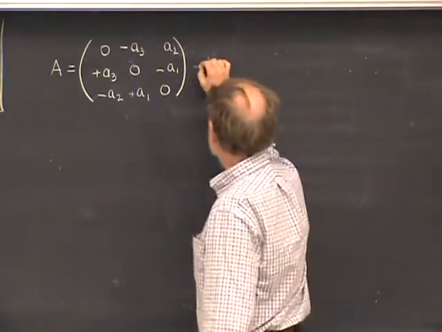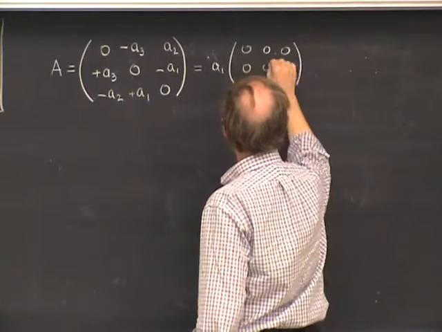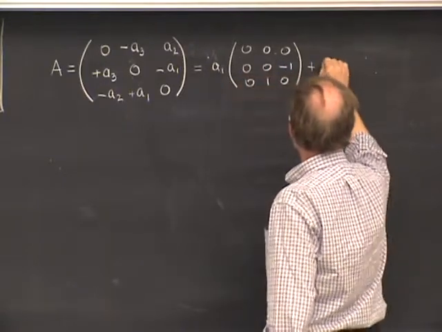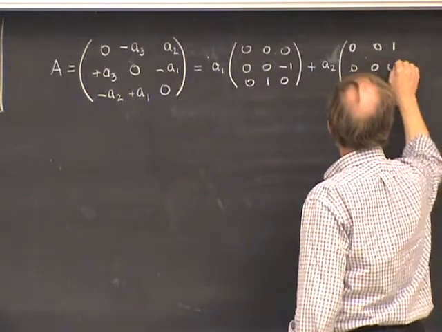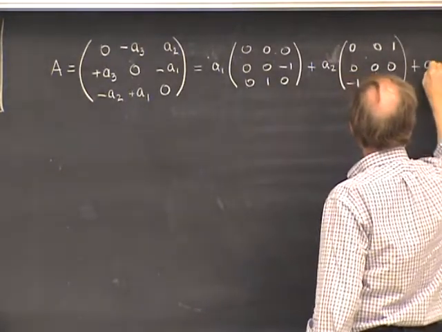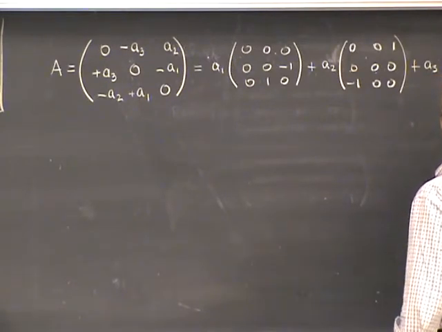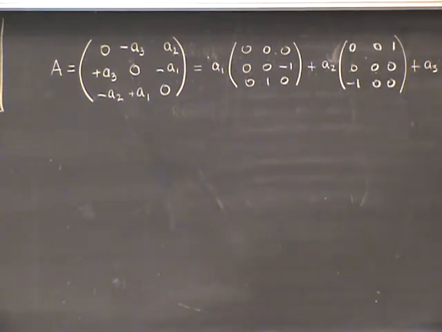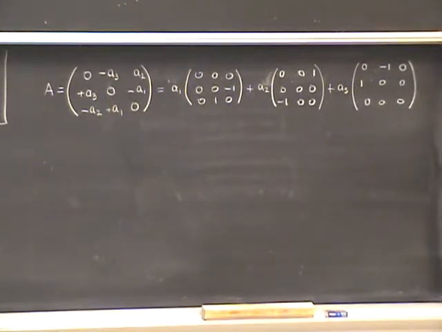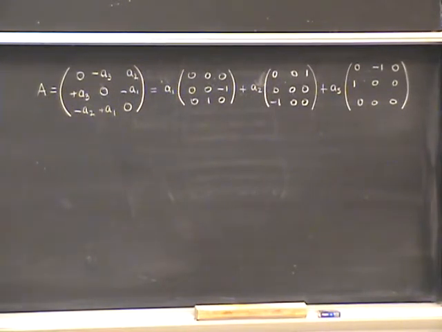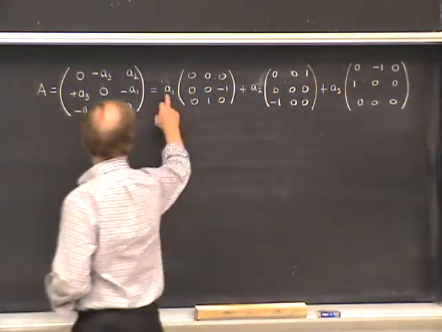Let's write this as A1 times the matrix which has the components 0, 0, 0, 0, 0, minus 1, 0, 1, 0, plus A2 times the matrix 0, 0, 1, 0, 0, 0, minus 1, 0, 0, plus A3 times the matrix which is 0, minus 1, 0, 1, 0, 0, and 0, 0, 0. If I do this, then you see that these three matrices form a basis of 3x3 matrices that span the space of all possible anti-symmetric matrices, and that these lowercase a's are the expansion coefficients.